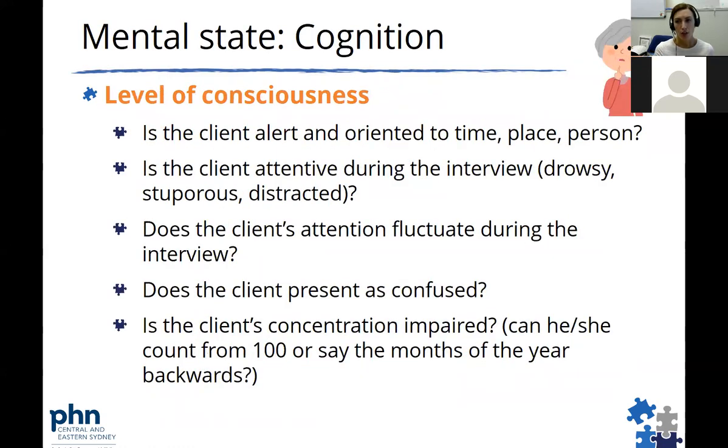Take note of the client's level of consciousness. Are they alert to time, place, and person? Are they attentive during the interview? Are they drowsy, stuporous, or distracted? Does their attention seem to fluctuate, or do they seem confused? Is their concentration impaired? So for example, can they count backwards from 100, or can they say the months of the year backwards?